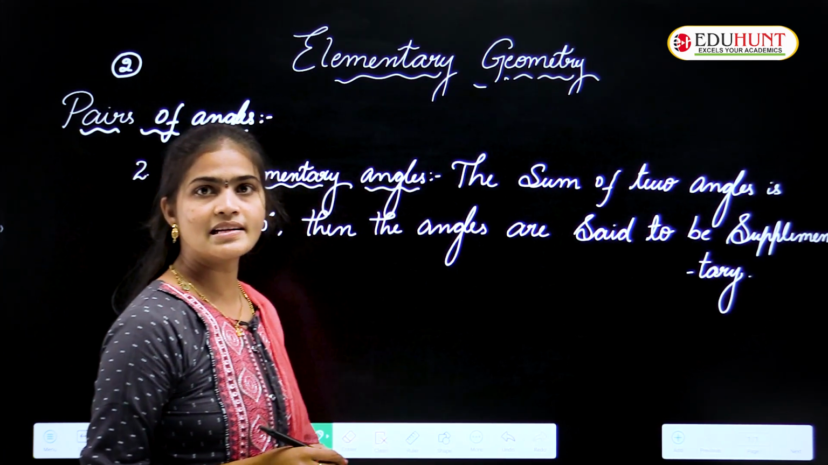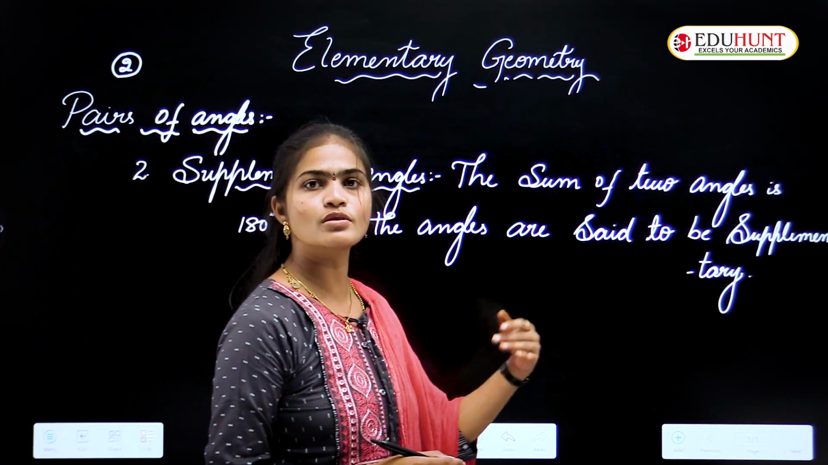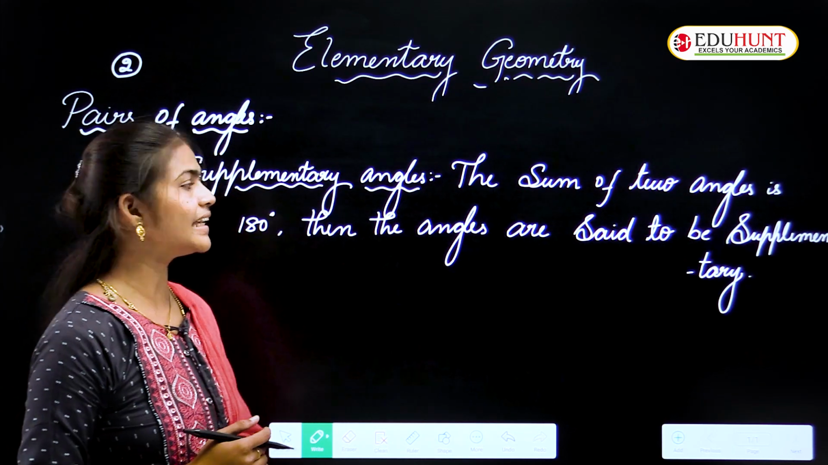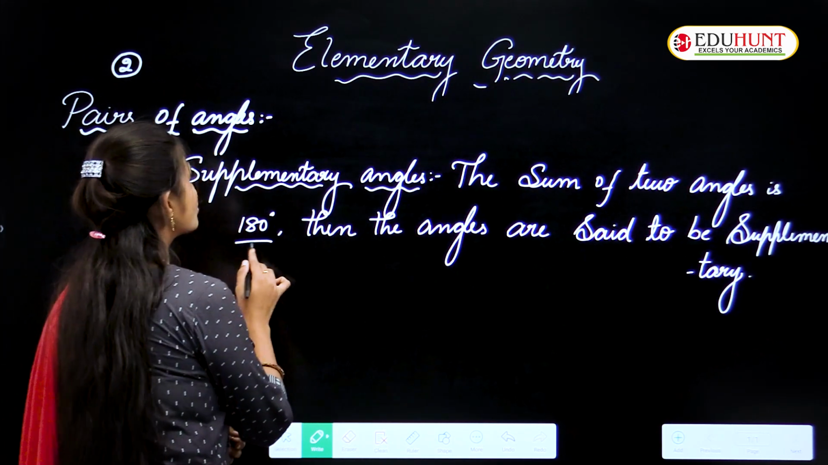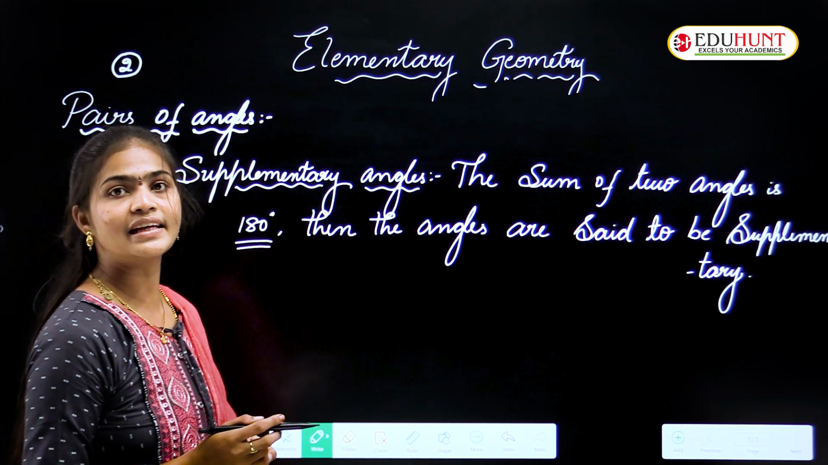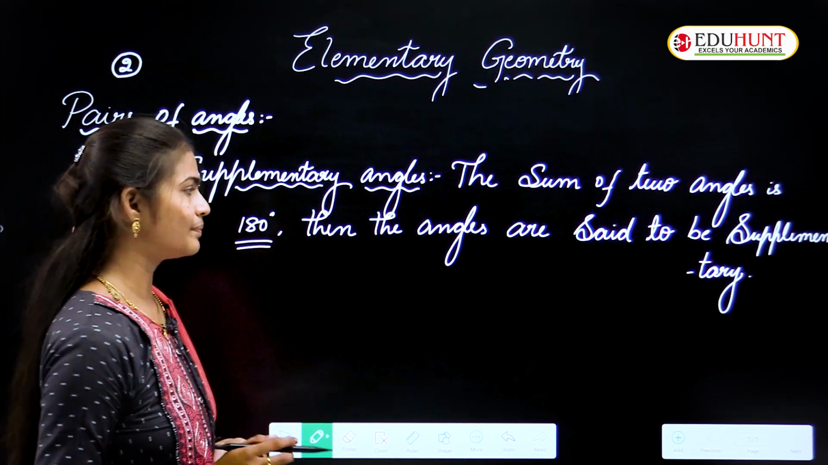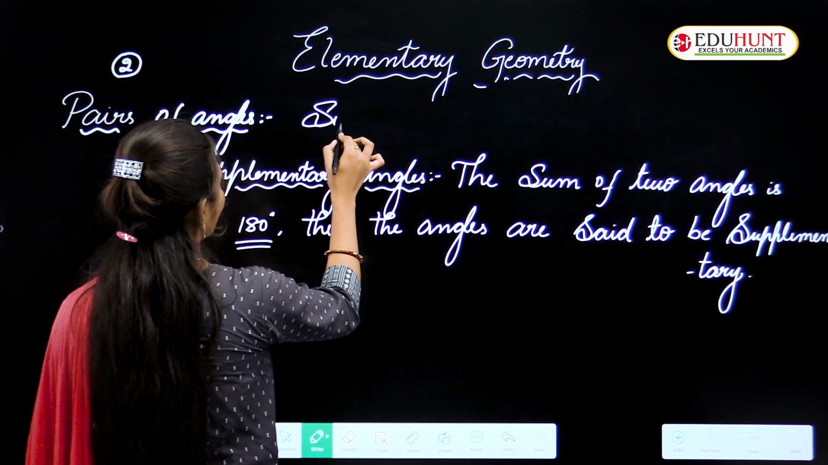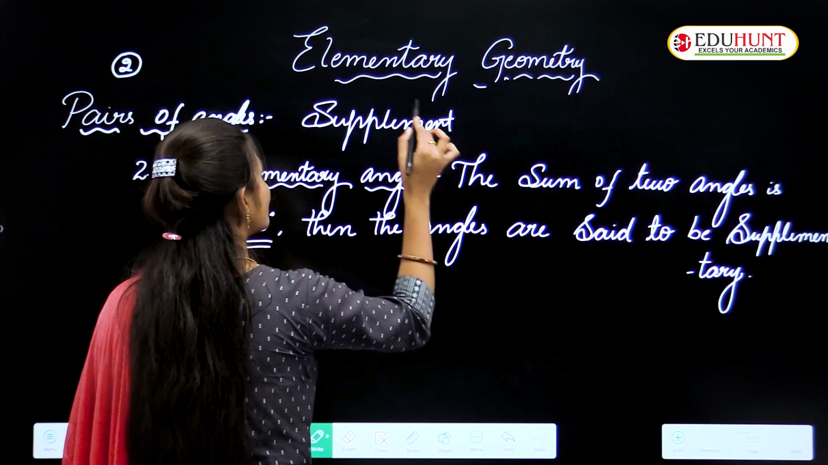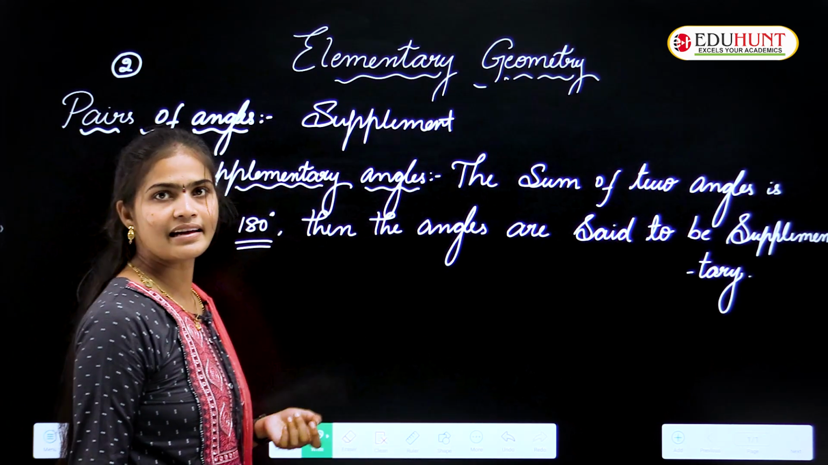Complementary means its sum must be equal to 90 degrees. Supplementary means the sum of two angles must be equal to 180 degrees. Then we call those two angles supplementary angles, and each angle of those supplementary angles we call a supplement. So, each angle is a supplement to the other angle.